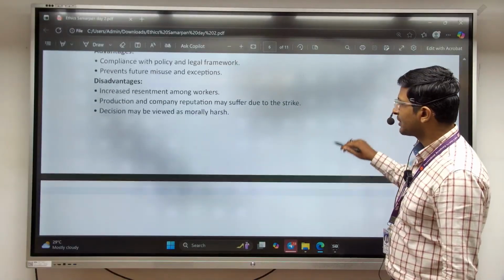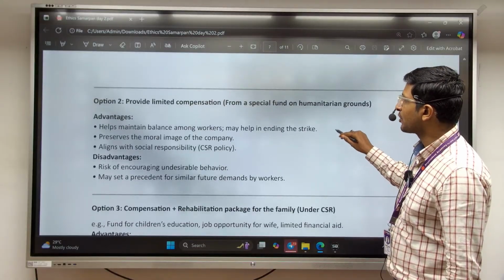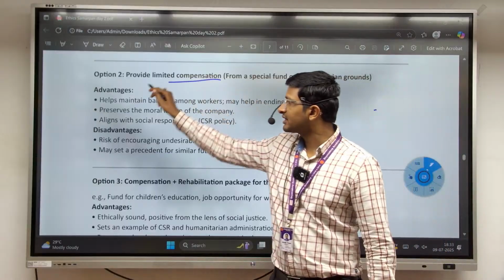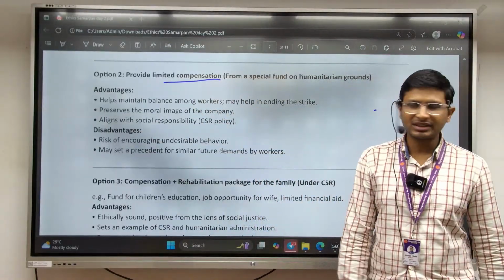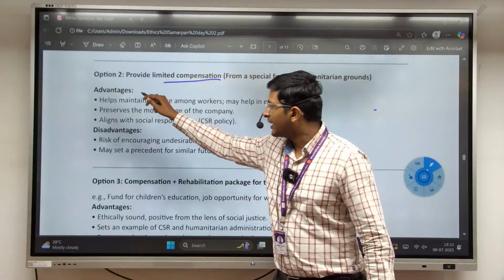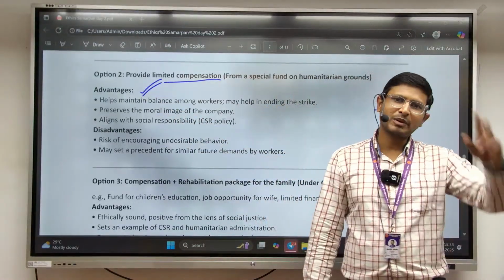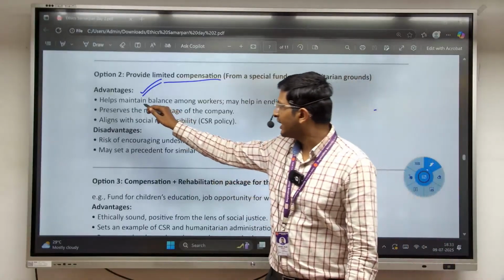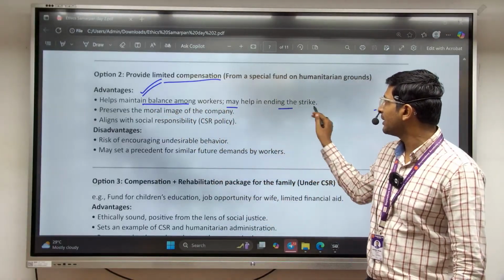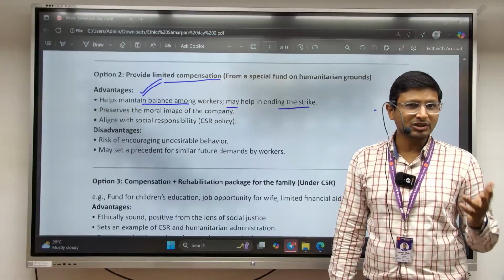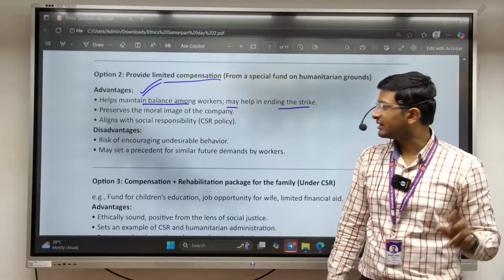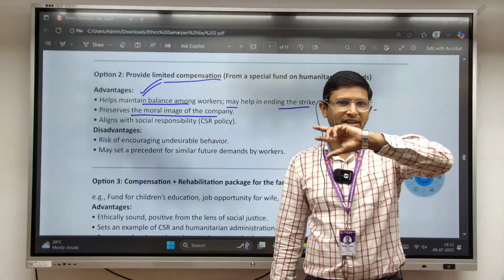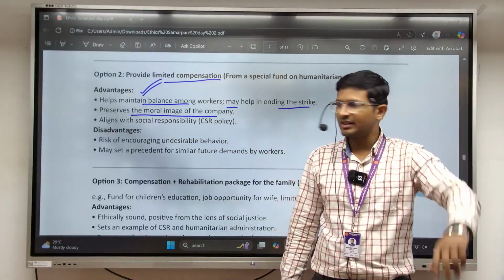So what more can you do? Option 2 can be provide limited compensation. थोड़ा तो compensation दे ही सकते हो, provide the limited compensation, right? So advantages can be there. वही जो पहले वाले disadvantages reverse हो जाएंगे. Okay, so advantages help maintain the balance among workers, may help ending the strikes. Strike खत्म हो सकती है, दे दिया compensation. ठीक है. Then preserve the moral image of the company. वही जो पहले disadvantages थे अभी advantages बन गए compensation देने की वजह से.